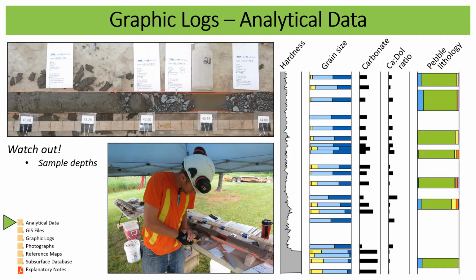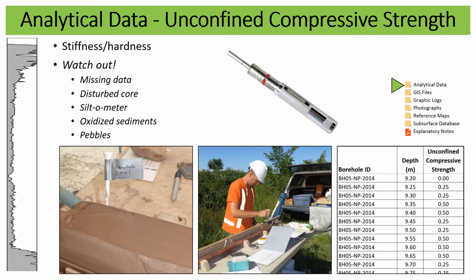The next group of logs display analytical results from samples taken in the field. All of the results are found within the analytical data folder. Note that the grain size and carbonate bars are shown with standard thicknesses of 30 centimeters, so they're visible on the log, while the pebble lithology bars reflect the sampled interval.